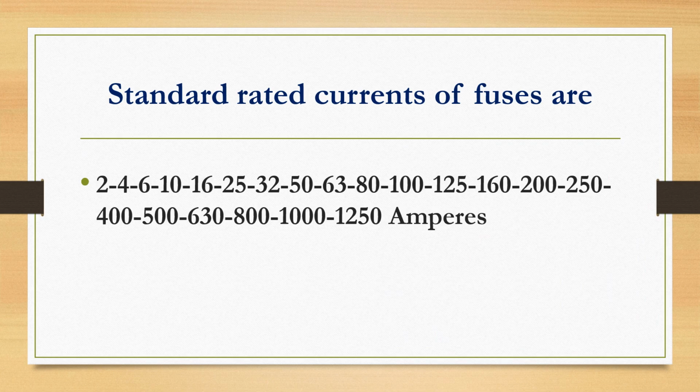As this HRC fuse is developed by General Electric Company, the standard ratings or rated currents of fuses which are available in the market are from 2 ampere, 4 ampere, 6 ampere, 63 ampere, 160 ampere and so on up to 1250 amperes. So these many ratings are available in HRC fuses.